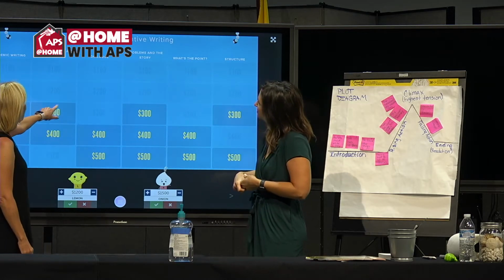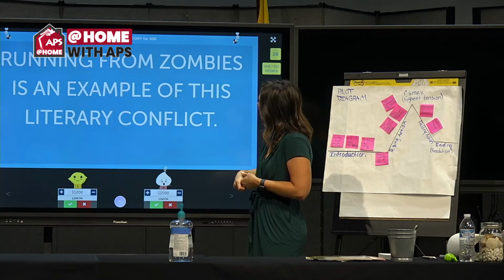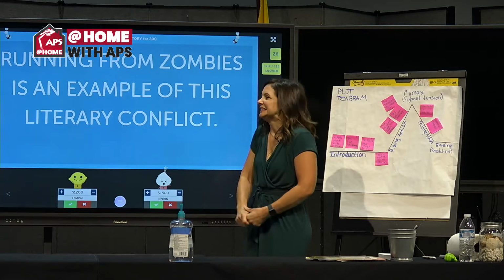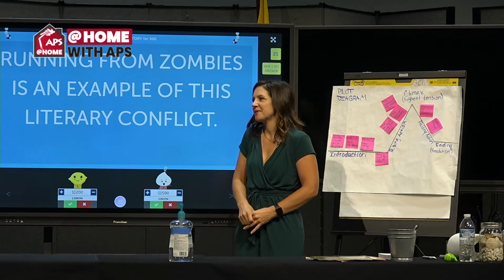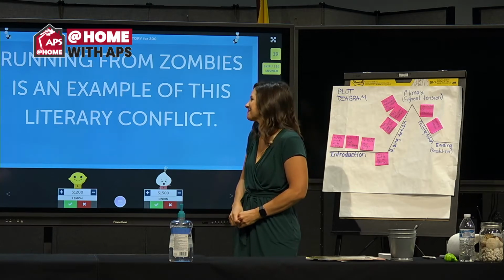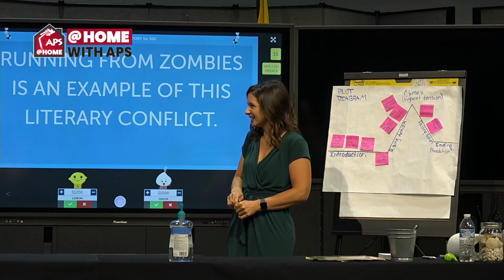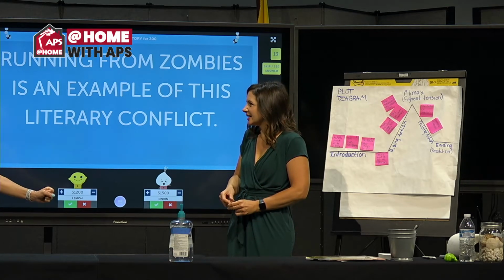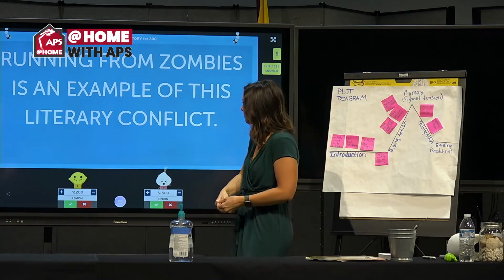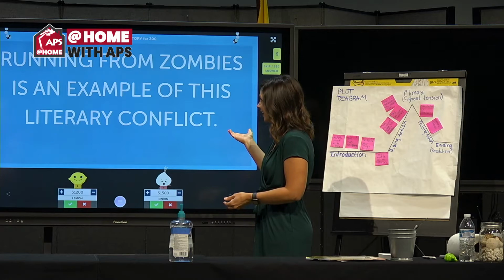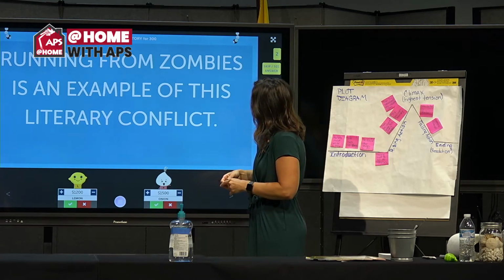Okay, so let's go with problems and the story. Ooh, running from zombies is an example of this literary conflict. That's another conflict one that we haven't really talked about. So I'm curious. I just want to see the answer. So I know it's man versus danger? Nature, maybe? Oh, man versus zombie. Because I can't say man versus man. That's another type of conflict, but I don't think a zombie is going to be a man.